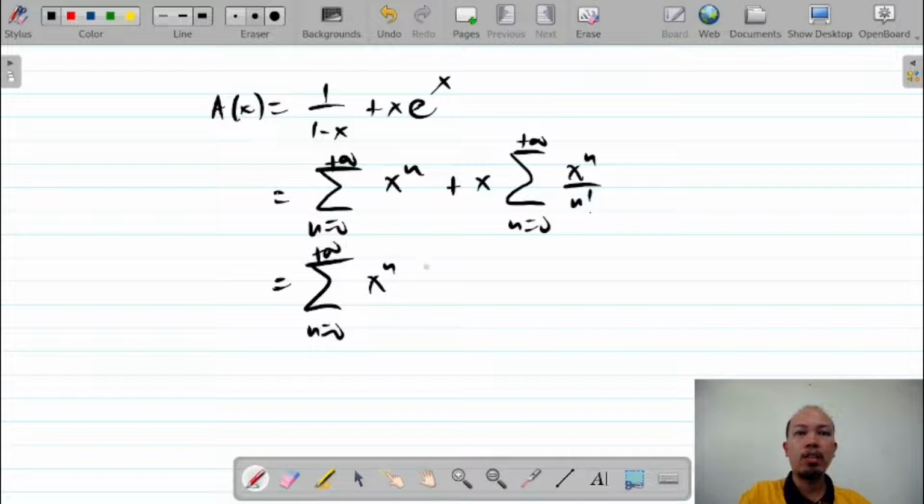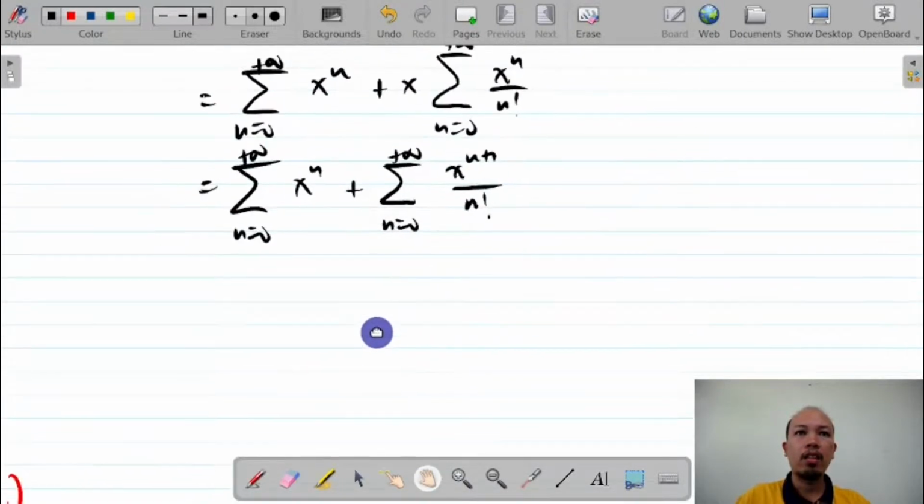So what we need is x to the n over n factorial, plus 1 over n factorial, n starts from 0 to positive infinity. And then we cannot combine these two because in the first term the exponent is x to the n, and the second term is x to the n plus 1.